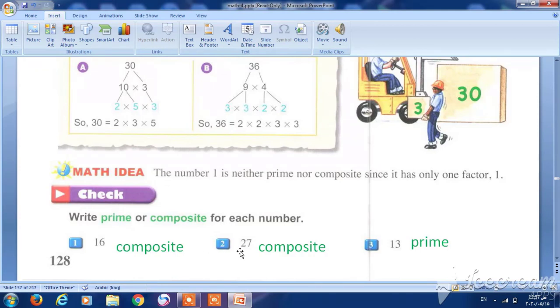And from there we have 27. 27 is also composite because we have more than two factors. We have, for example, 9 multiplied by 3 also equals 27. And from there we have 13. 13 is prime because we have exactly two factors, 1 and itself. We have 1 multiplied by 13 equals 13. It is prime.